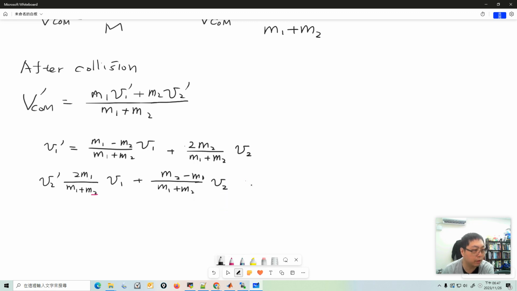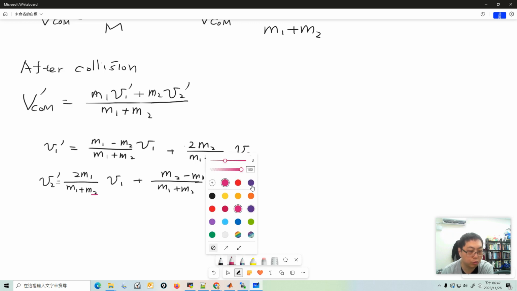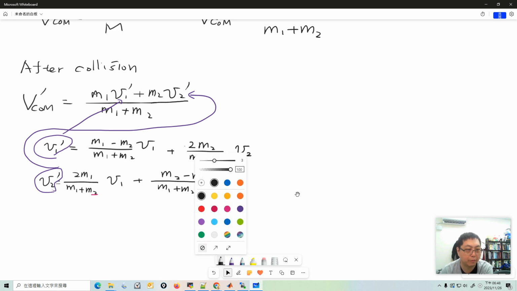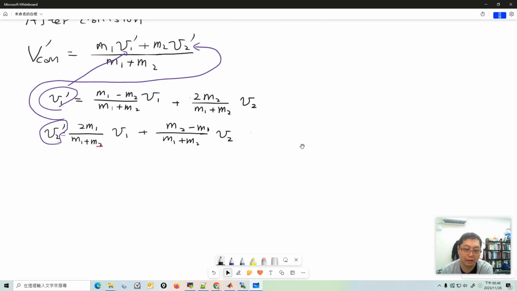So v2 prime is equal to this. Right now we have to substitute these two into the equation. So I substitute this one and this one. It's a lot of algebra work, but it's not too difficult. There are lots of terms, but that doesn't mean it's very difficult. It's not that difficult at all.